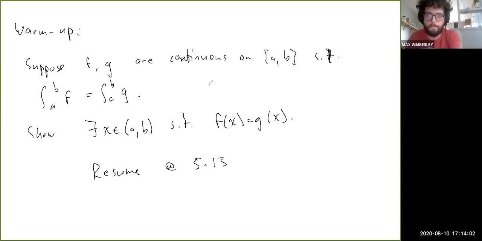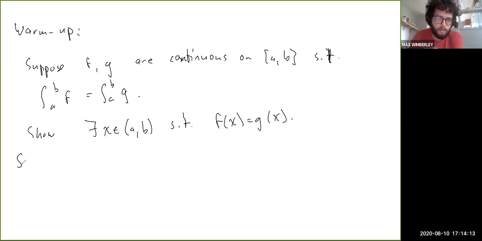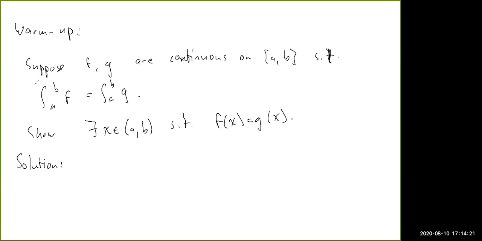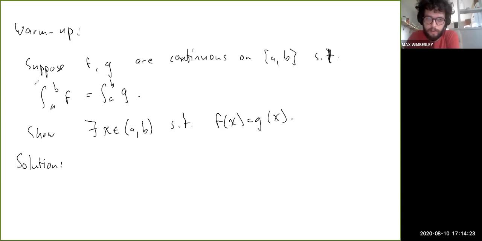All right, hey guys. Let's go over the warm up here. So, what is the main theorem that we want to use in the solution? Intermediate value theorem for integrals. Yeah, exactly. But we can't just directly apply it to f and g, right? How do we have to do this?